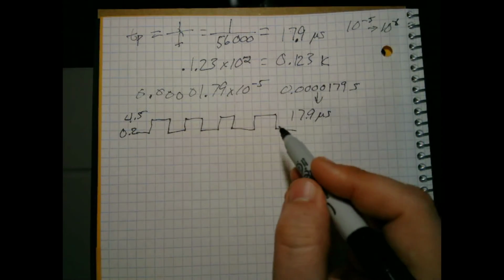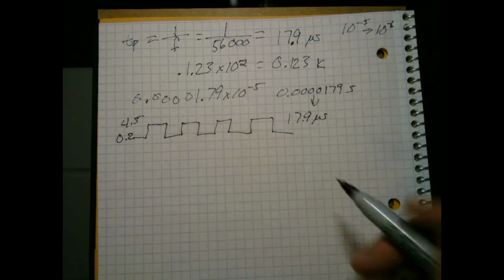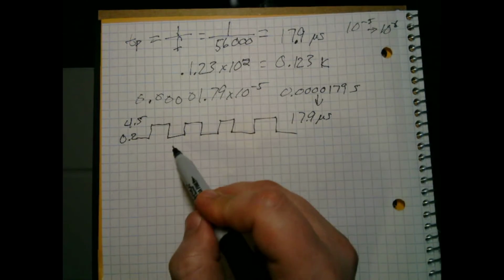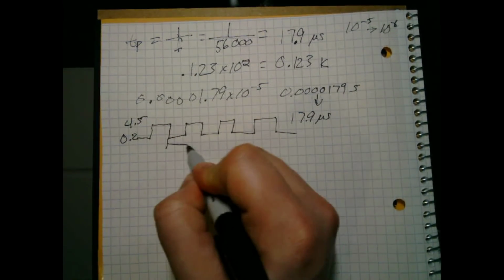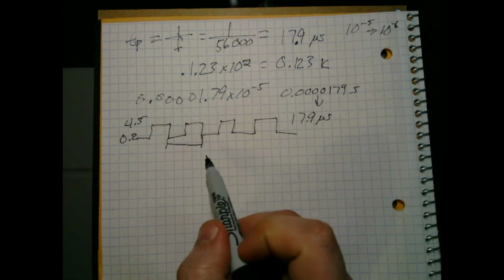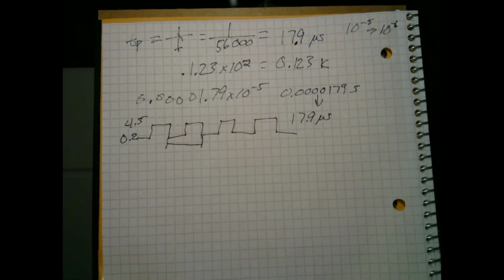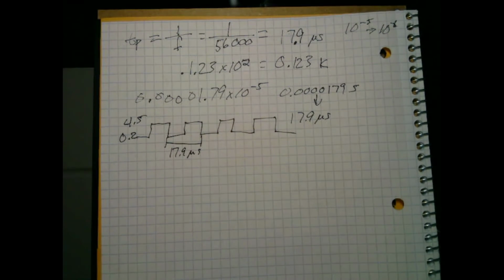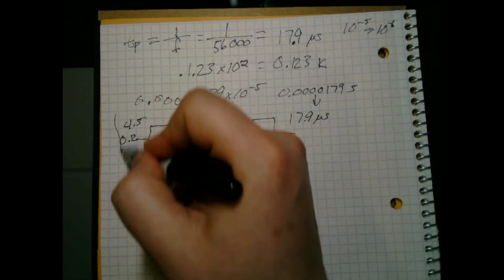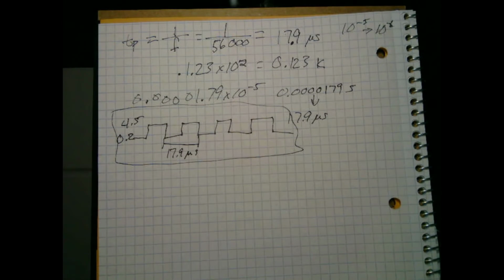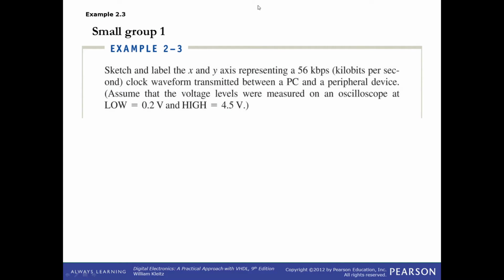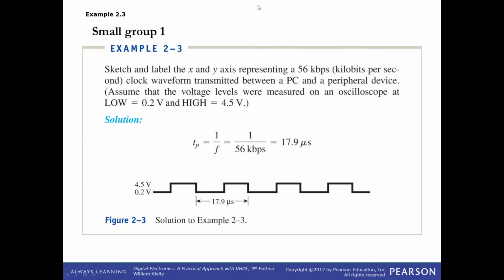And now we have to label, because we don't know what time span this is working over. So we'll pick out any particular cycle, and I'll just pick out this cycle here to indicate the period of the cycle, which we figured out was 17.9 microseconds. So there is our diagram. And that's what they show there.